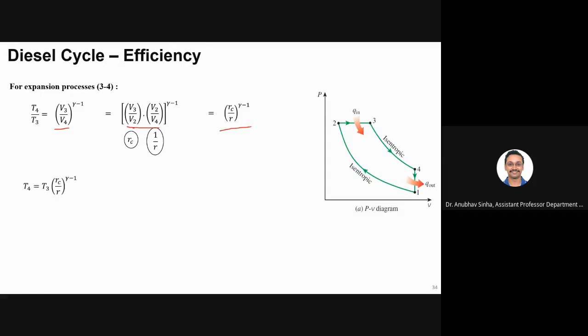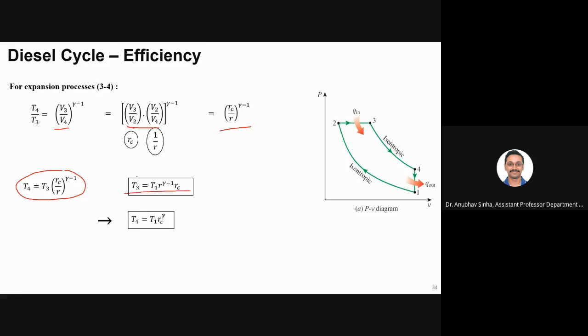I will suggest you also try to derive this and see whether you are able to derive it or not. In that way it will be more clear. Now from this we can see that T4 and T3 can be related to each other like this, in terms of compression and cutoff ratios. Or I can say that, okay, from the last slide I had this relation, right? T3 in terms of T1.